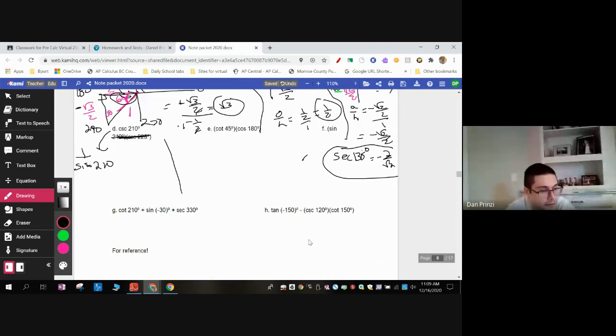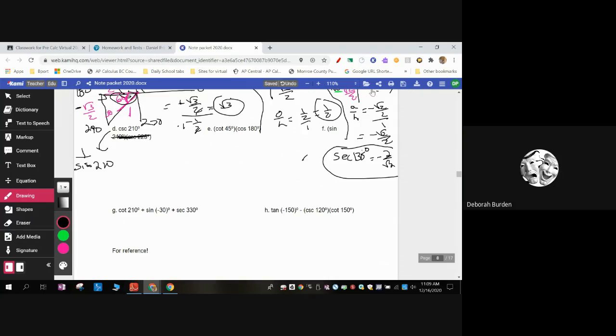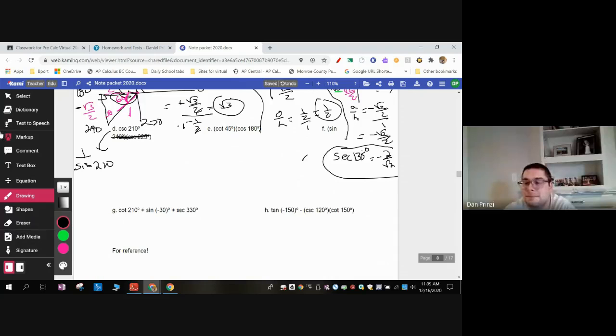So let's draw 210. What quadrant is 210 in, guys? What do you guys think? What quadrant is 210 degrees in? Way to be active and participators. Hey, Sam, Aiden, Heller, thank you. There you go.